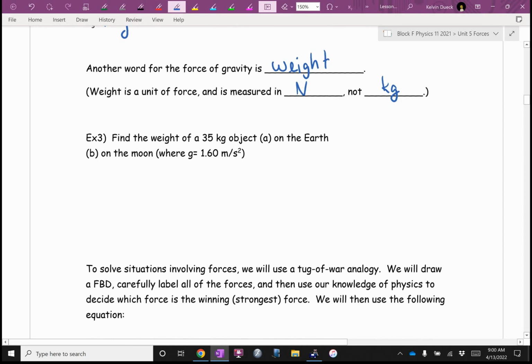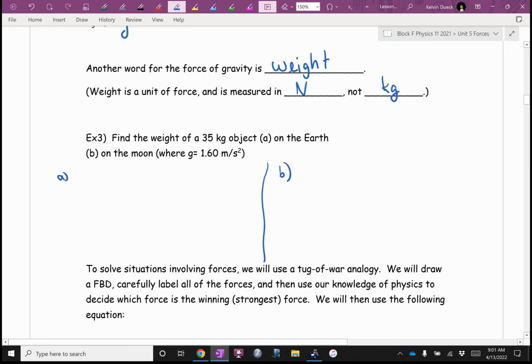Example 3. Jonah, what does example 3 want me to find? Find the what? No, now. It's so funny. So find the weight on the Earth and on the Moon. You know what? I'll do part A right here. I'll do part B right here.